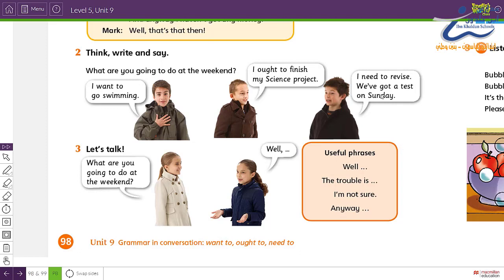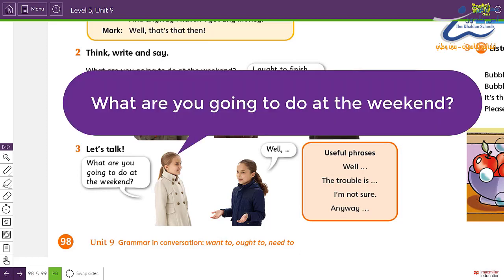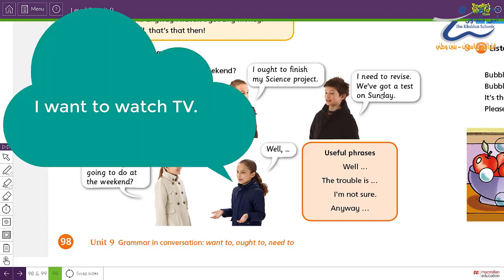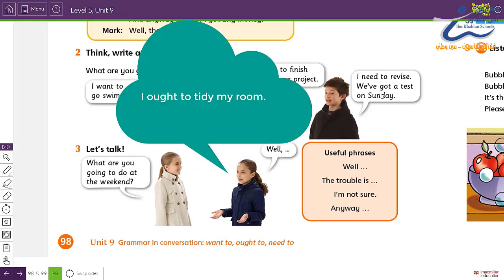Okay, the question for you now. What are you going to do at the weekend? Tell me something you want to do, something you ought to do, something you need to do. Yes? I want to watch TV. This is a desire. Very good. I ought to maybe tidy your room. It's in a terrible mess.